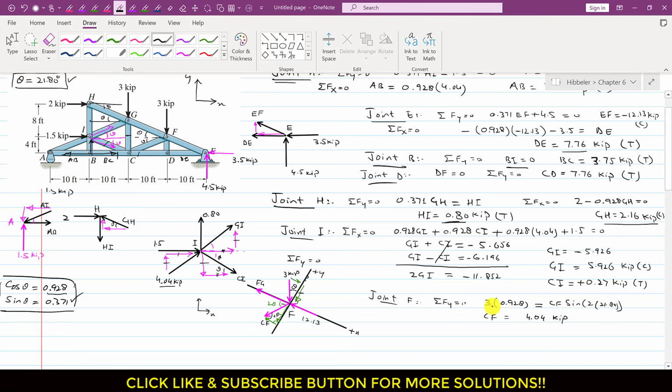We have made one small mistake. This component is also acting in the negative direction, so this is minus, and then CF is also minus, remember, right? This means that the assumed direction of CF is not accurate. So CF is a compressive force and its magnitude is 4.04 kips.